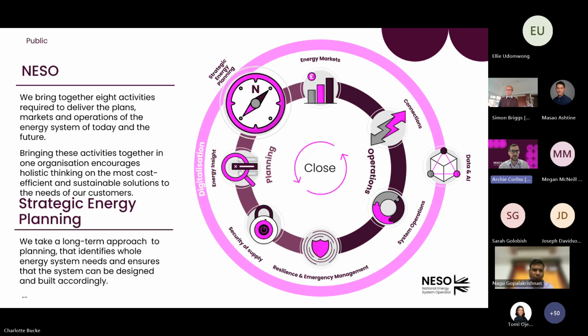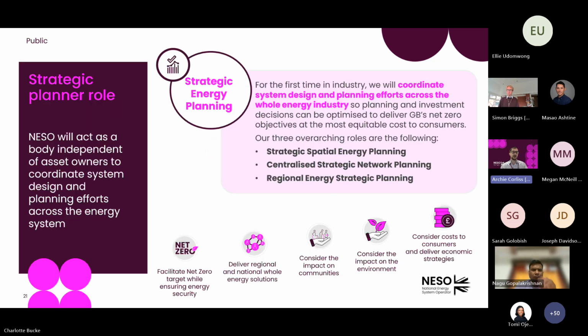On to the next slide, I'm just going to highlight briefly our major strategic energy plans. Apologies that we always focus on acronyms. Here we've got the Spatial Strategic Energy Plan, or the SSEP, the Centralized Strategic Network Plan, or CSNP, and thirdly, the Regional Energy Strategic Plan, or RESP, which is actually 11 separate plans, one for each of the 11 RESP regions across GB. I'll talk you through a little bit more about what each of these involve and how they interact.